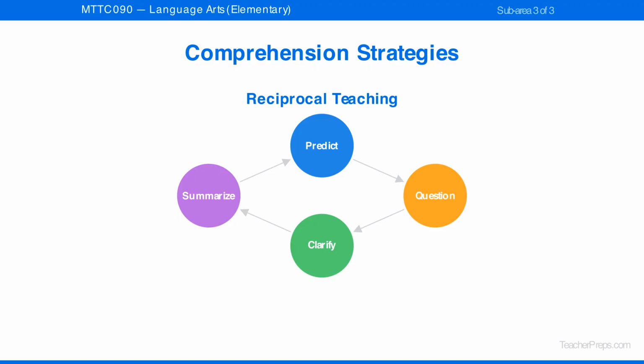Let me also teach you about reciprocal teaching, which is a powerful framework that combines 4 strategies: predicting, questioning, clarifying, and summarizing. In reciprocal teaching, students work in small groups and take turns leading the discussion using each of these 4 strategies. This approach is highly effective because students practice the strategies collaboratively before applying them independently.